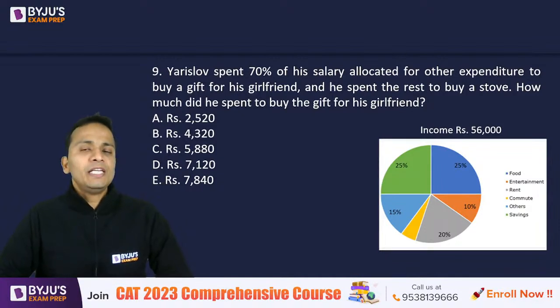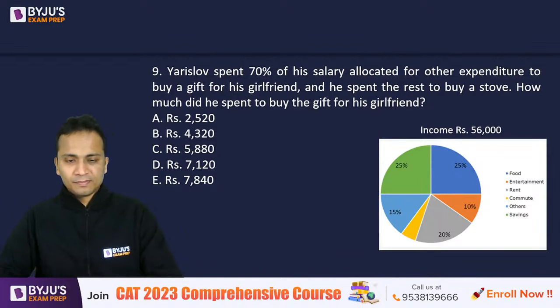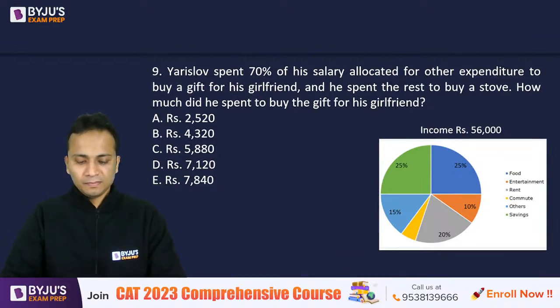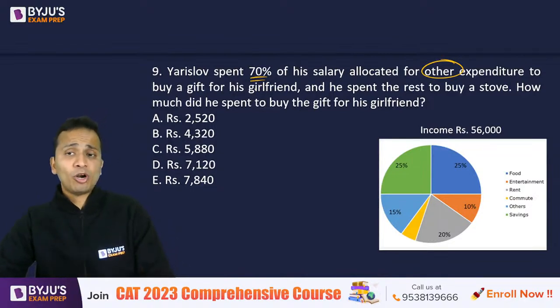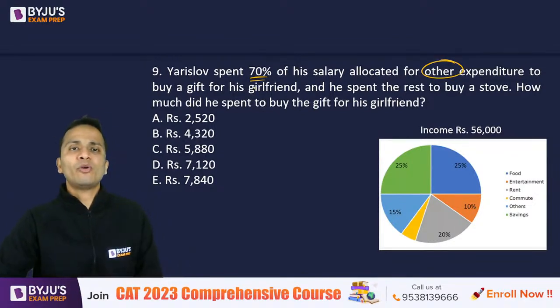Yarislov spent 70% of his salary allocated for other expenditure to buy a gift for his girlfriend. Wow. And he spent the rest to buy a stove. How much did he spend to buy the gift for his girlfriend? So Yarislov spends 70% of his salary allocated for other expenditure. So 70% of other expenditure, he has bought a gift for his girlfriend. So this is what you have to calculate.